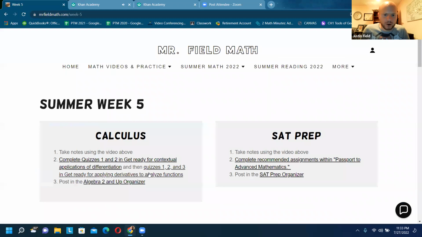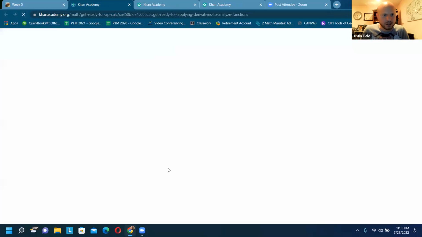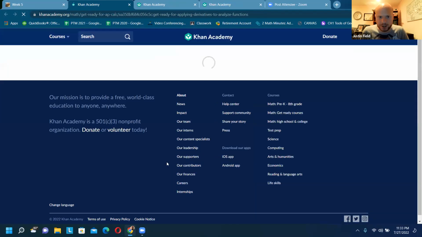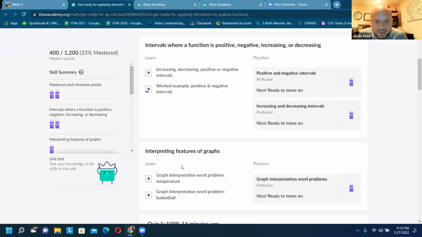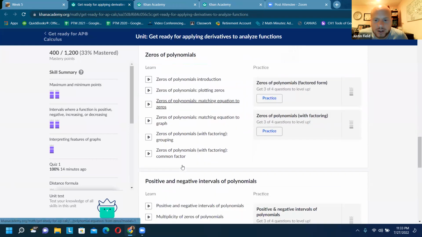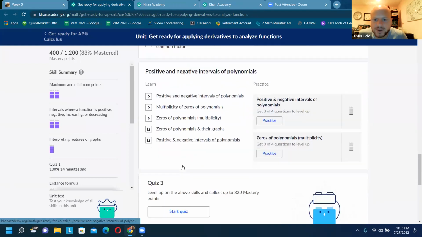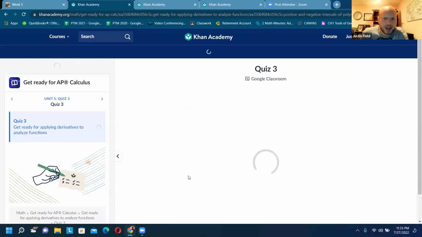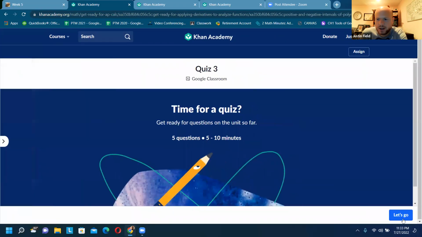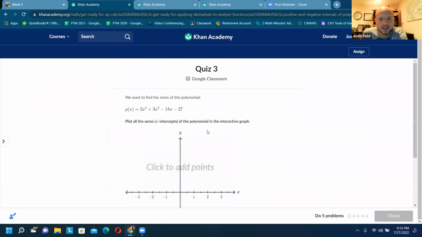Okay, power through. Quiz 3. We're calculus students. We could do this. Mickey Mouse. All right. Zeros of polynomials, positive and negative intervals. Pasha, we got this. We got this. And it's only going to take 5 to 10 minutes. All right. So we want to plot all the zeros. Boom, boom, boom. Where are those zeros?